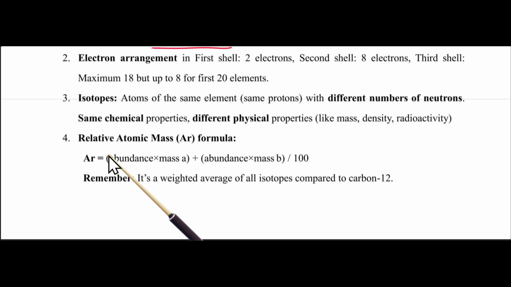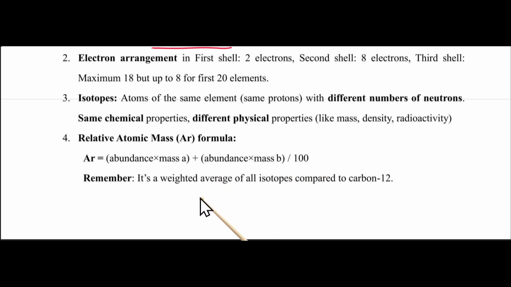The fourth concept you need to remember in this chapter is the relative atomic mass formula. You must remember this one, because at least one question related to the relative atomic mass comes in the exam. So what is relative atomic mass? It's equal to the percentage abundance, which will be given in the exam, times the mass. So you have to calculate the percentage abundance times mass A. Mass A can be any isotope, and then mass B can be the second isotope, and then you have to divide by 100. Okay, so you can calculate.